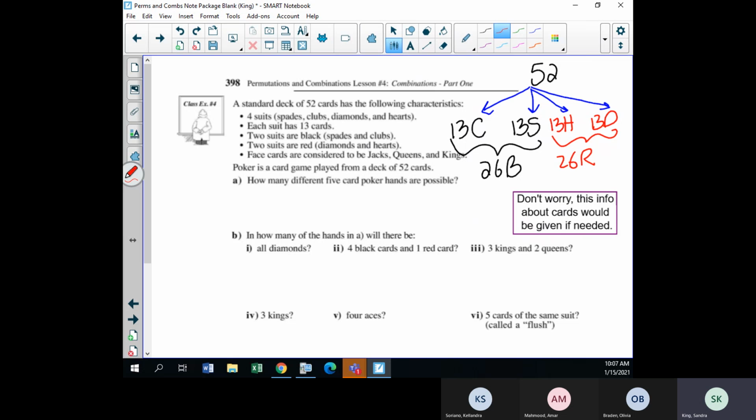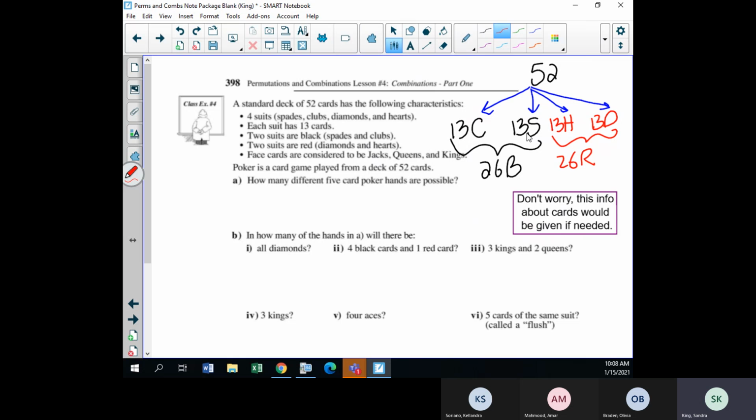So this is how a deck of cards works. The other thing that you need to know about cards is that jacks, queens, and kings are considered face cards in a deck. So there's a jack that's a club, a queen that's a club, and a king that's a club. Same with spades. There's a jack of spades, a queen of spades, and a king of spades.